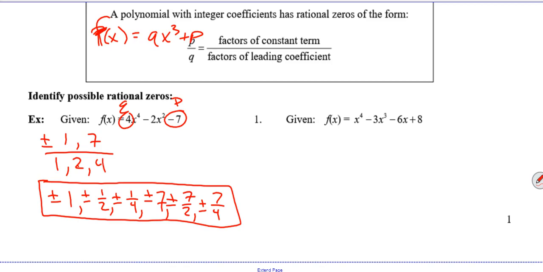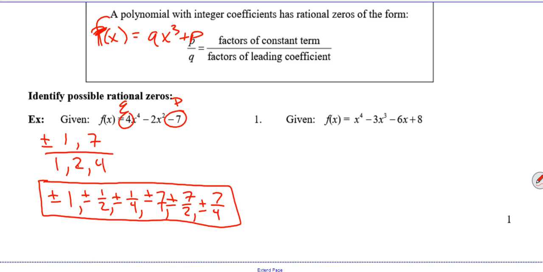They're only possibilities. These are the numbers that I would check if I was to synthetically divide 4x to the fourth minus 2x squared minus 7. I wouldn't synthetically divide by 2 because that's not a possibility; 2 is not listed in here. I would start with positive 1 and then check negative 1. I would probably check positive 7 then negative 7 because it's easier to multiply by 7 than it is by something like 1/4. But you just go through that list, and we'll see that example on the next page.